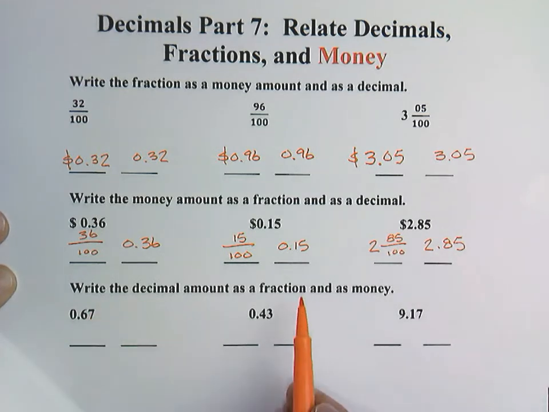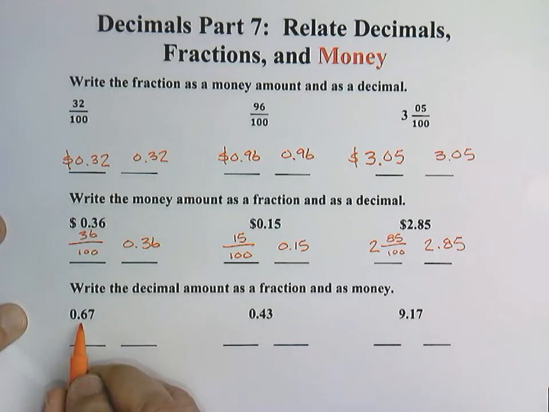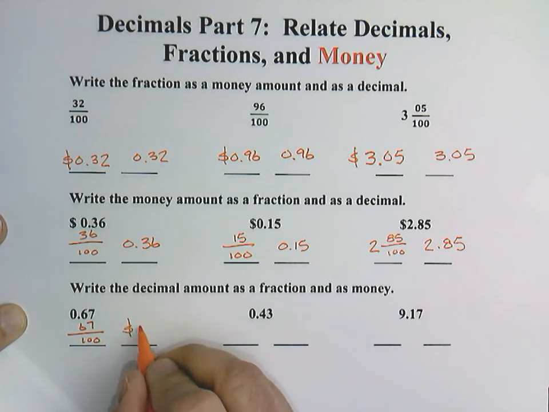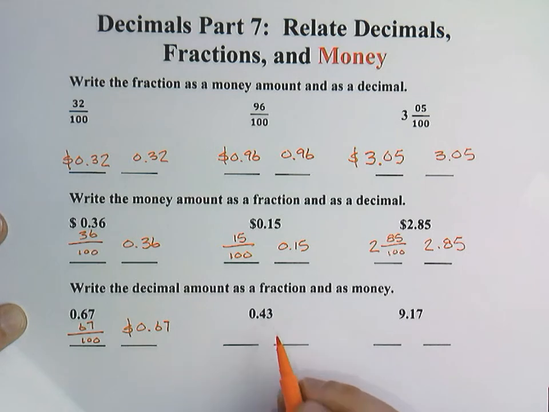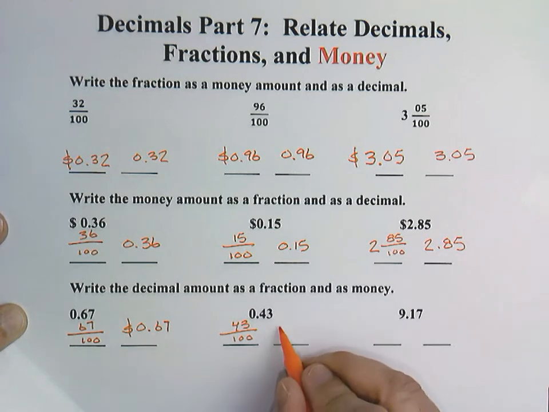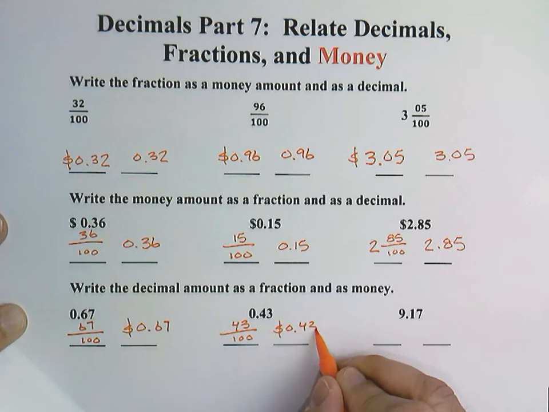Write the decimal amount as a fraction and money this time. So 67 hundredths in this case would be, as a fraction, 67 hundredths. And in money amount would be 67 cents. 43 hundredths would be 43 hundredths in fraction form. And in money, we would add our dollar sign. There's no dollars here, and 43 cents.